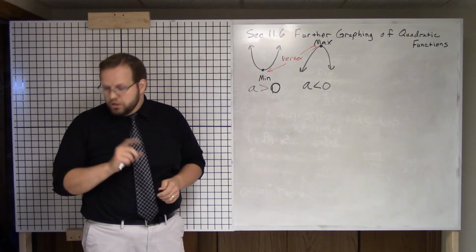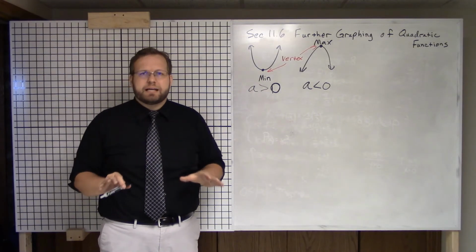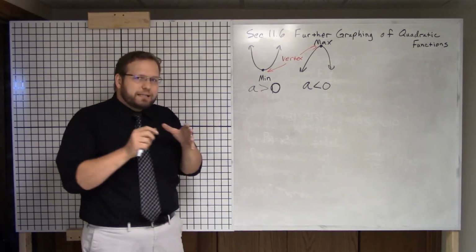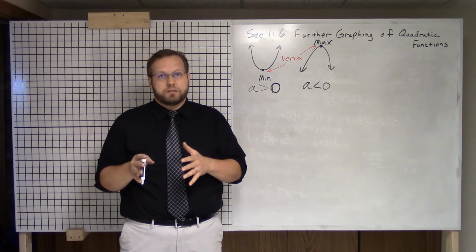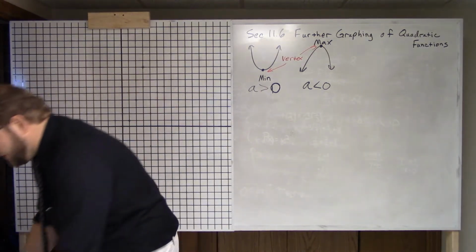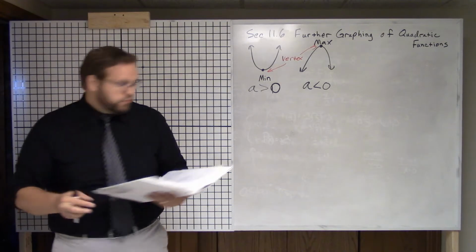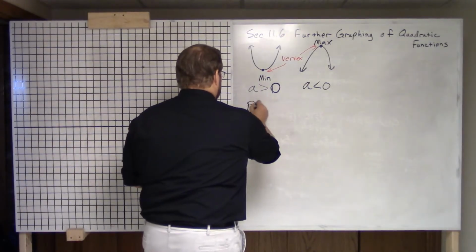Okay? So let's look at just a really quick example of this, because it's not just find that vertex. We need to interpret the parts of the vertex, and I'll show you that in a minute here. I am on practice 5.